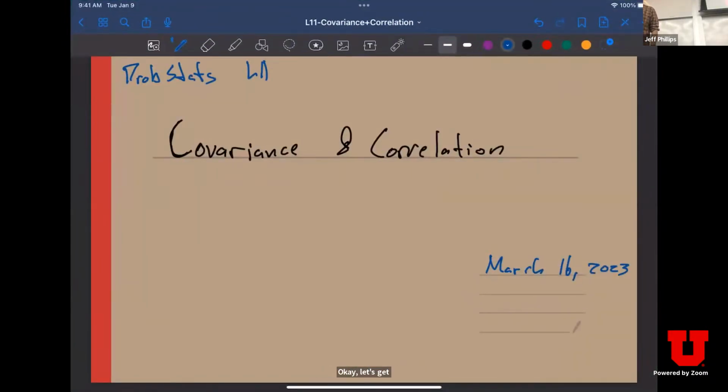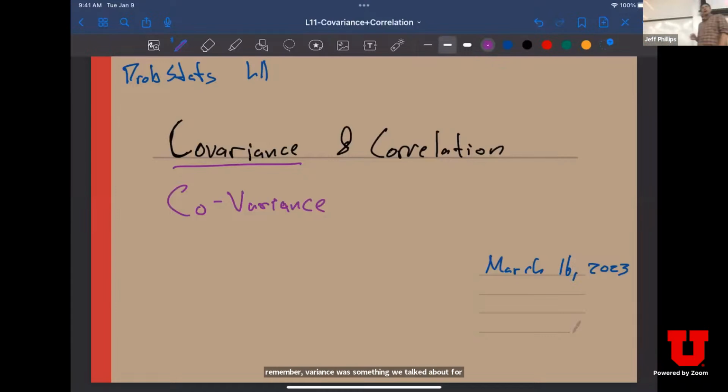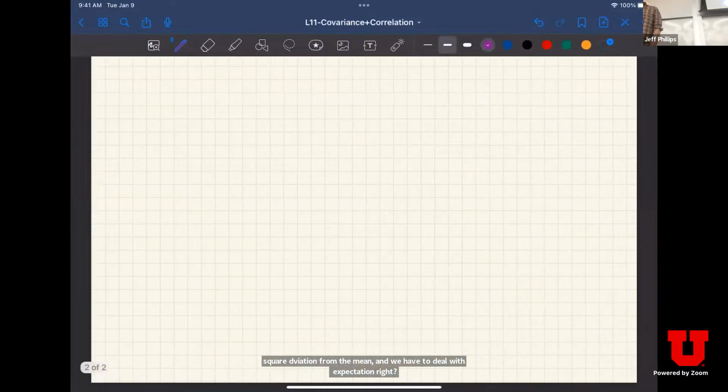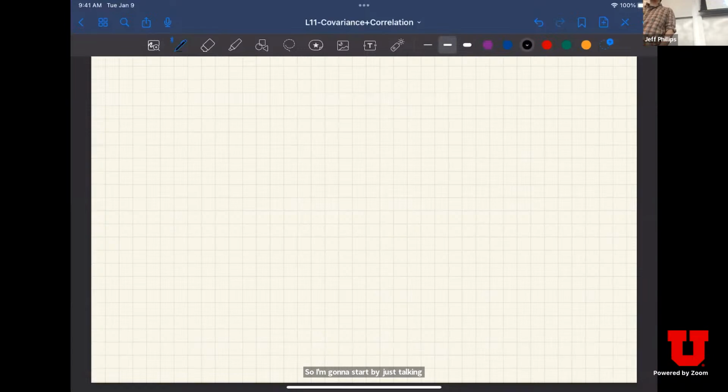Okay, all right, we're talking about covariance and correlation. The first one here, covariance, really think of this as variance. If you remember, variance was something we talked about for random variables already. It's the expected squared deviation from the mean, and we have to deal with expectation. So I'm going to start by talking about expectation for joint random variables.